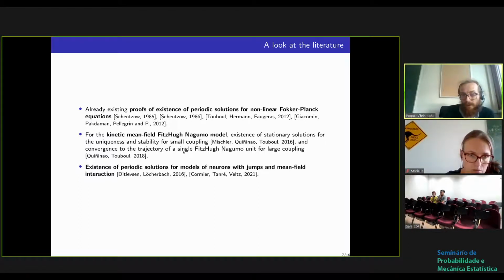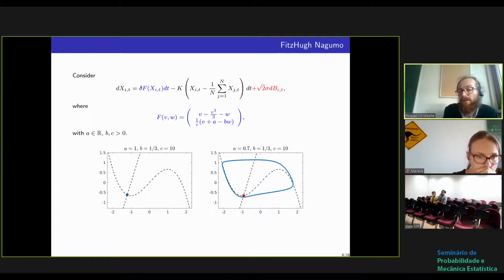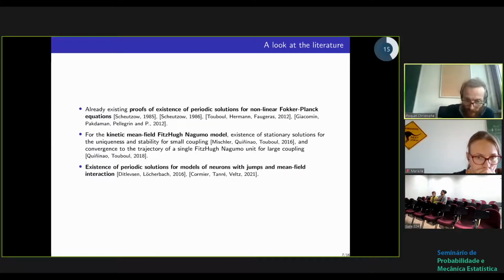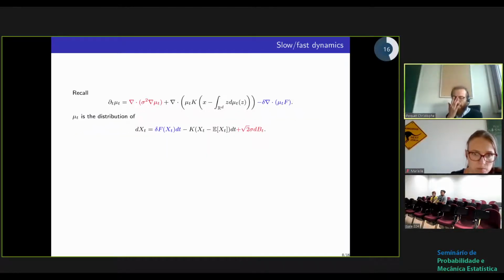For what we did, we took a coupling that is not too large and not too small, and also some noise that is not too large and not too small. And what we will do is a bit different. We'll take the parameter delta going to 0. We'll take k and sigma fixed. What they did is they played a bit with k. We'll take k and sigma fixed, but we'll take delta going to 0. Okay, so that is for the FitzHugh-Nagumo model, and also for other models of neurons. There is also work on mean-field dynamics, but with different systems. There are also models of neurons with jumps, but with mean-field interaction. And also people showed that for good choices of parameters, you can also have periodic behavior for this kind of models. Okay, so let's go back to our system.